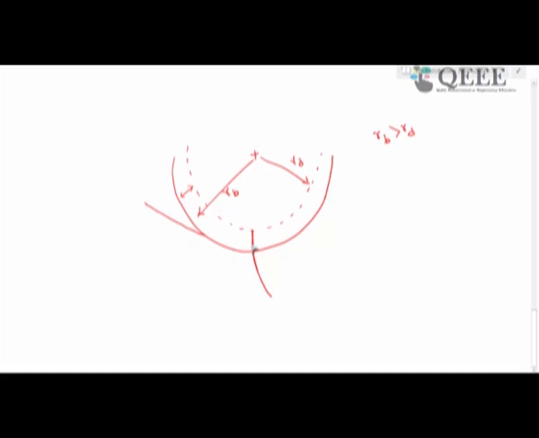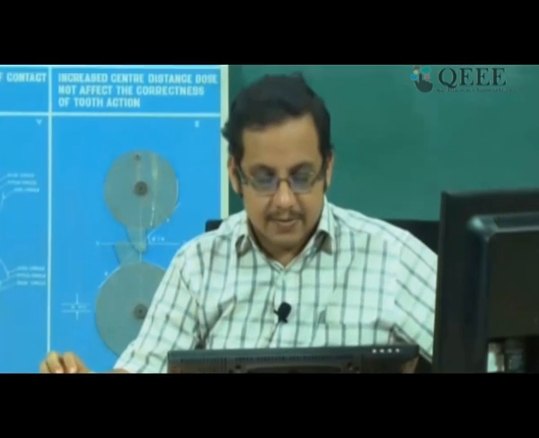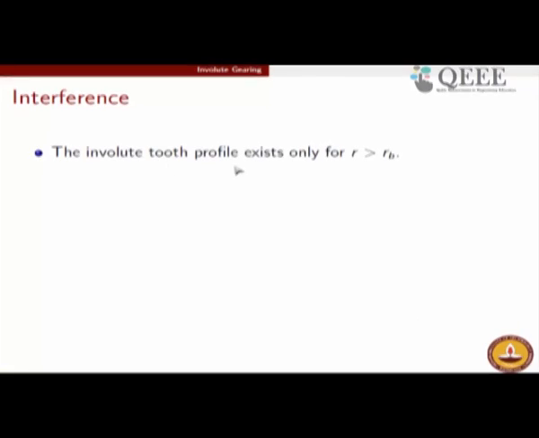That radial extension causes a lot of problems, because if engagement happens in this portion, it is not involute. As a result you will have lots of problems, and this is what eventually leads to interference. So let us look at that aspect. As I said, the involute tooth profile extends only in the radial region exterior to the base circle, and the dedendum circle radius is given by this formula as per standards.